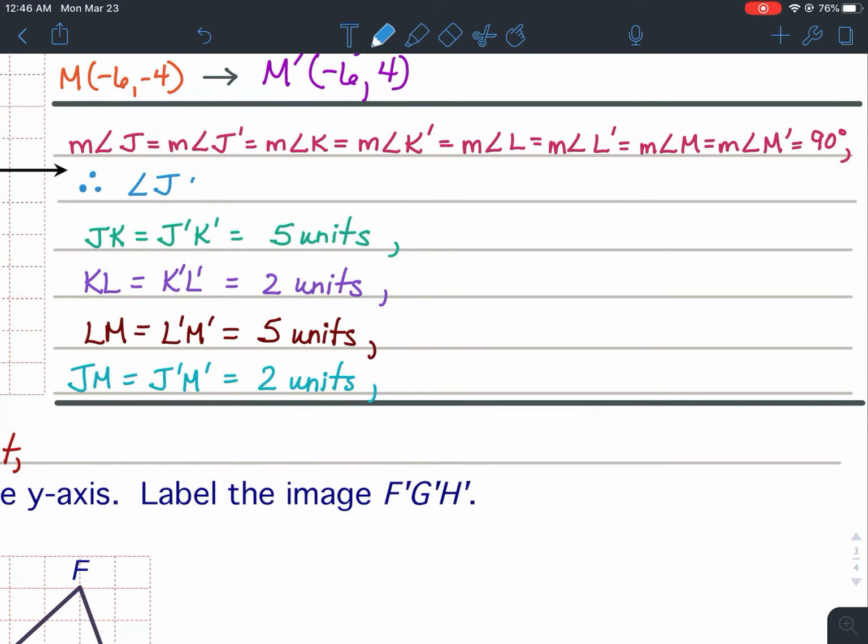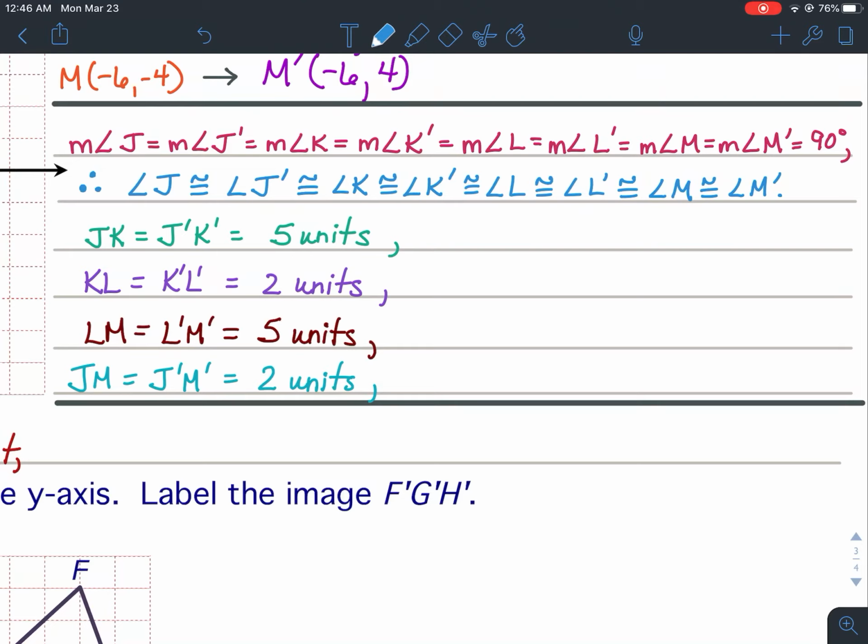angle J is congruent to angle J prime, which is congruent to angle K, which is congruent to angle K prime, which is congruent to angle L, which is congruent to angle L prime, which is congruent to angle M, which is congruent to angle M prime. So we stated that all the angle measurements are equal, and because all of the angle measurements equal 90 degrees, all of the angles are congruent. So we just stated that all corresponding angles are congruent.